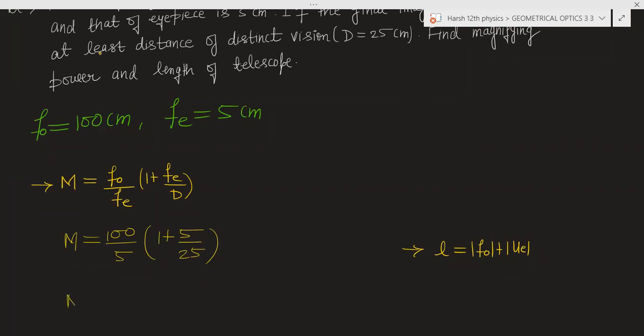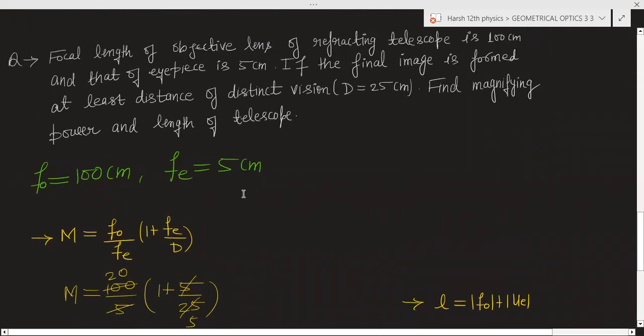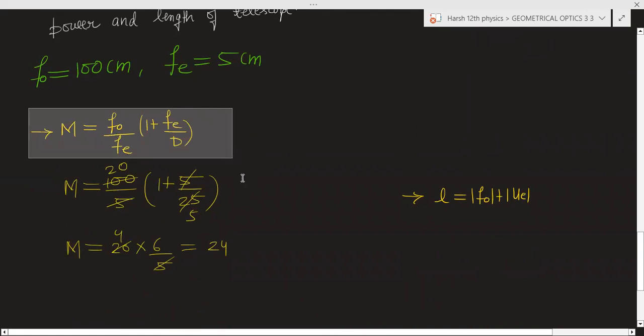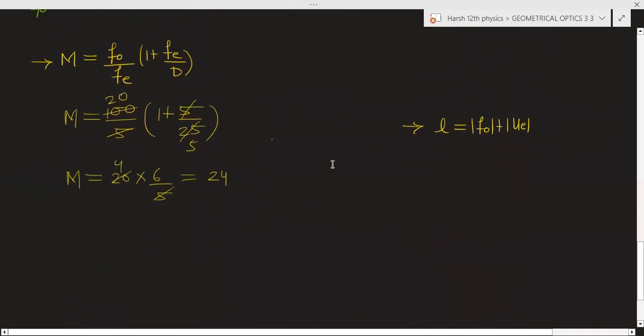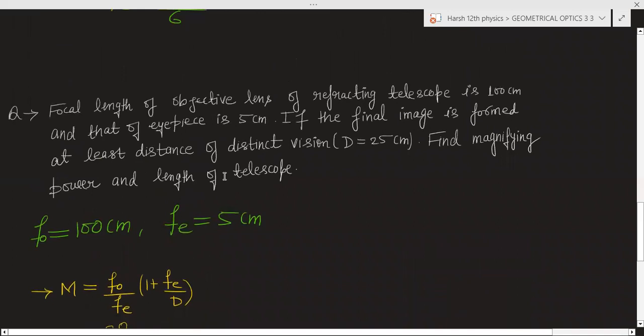When you solve it, it will be 20 times 1 plus 5 by 25, which is 20 times 6 by 5, so it will be 6 fours are 24. So the magnifying power of the telescope will be 24. Why are we applying this formula? Because this is a case of maximum magnification, since the final image is formed at the least distance of distinct vision. Now we have to find the length of the telescope.